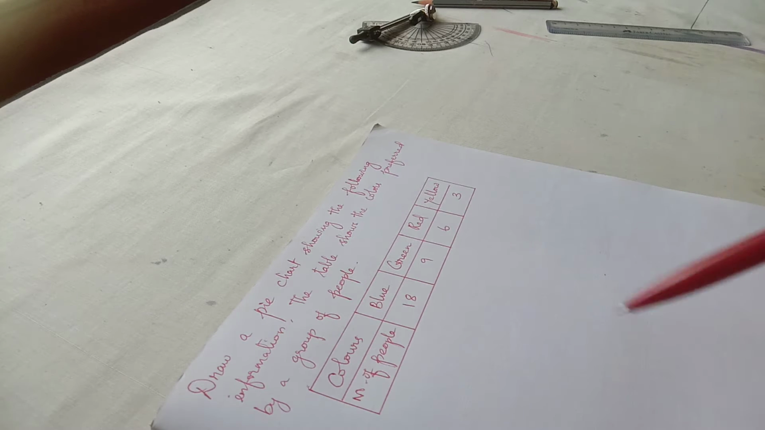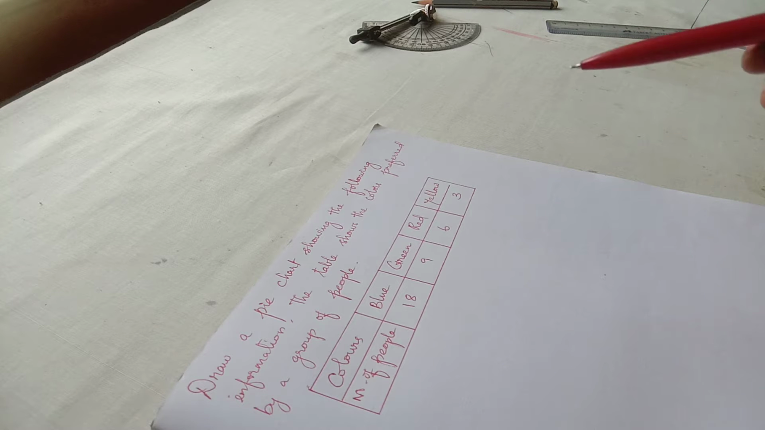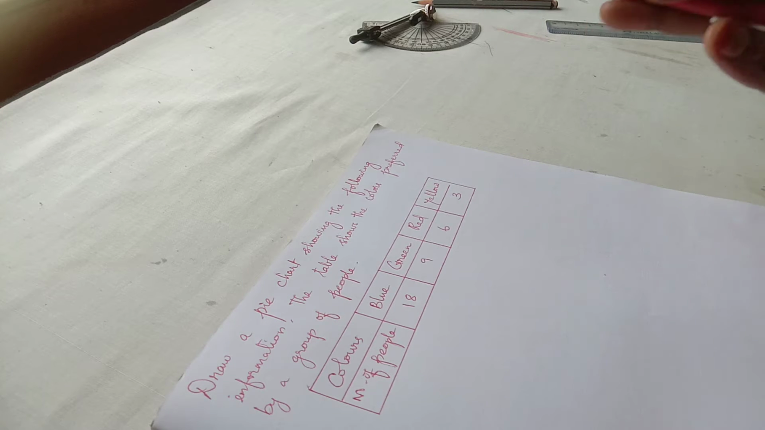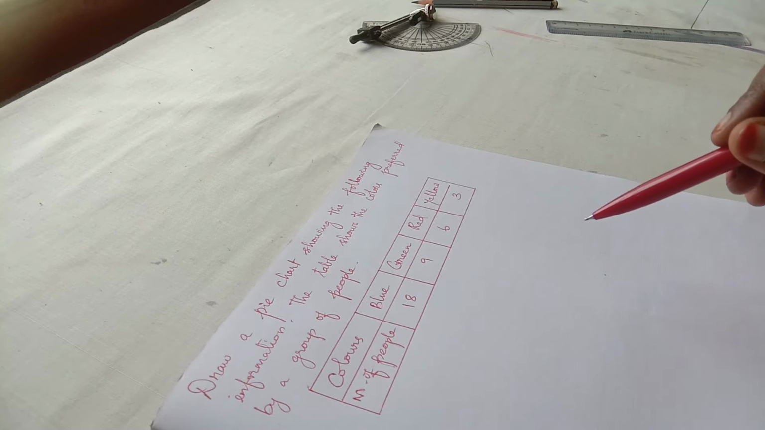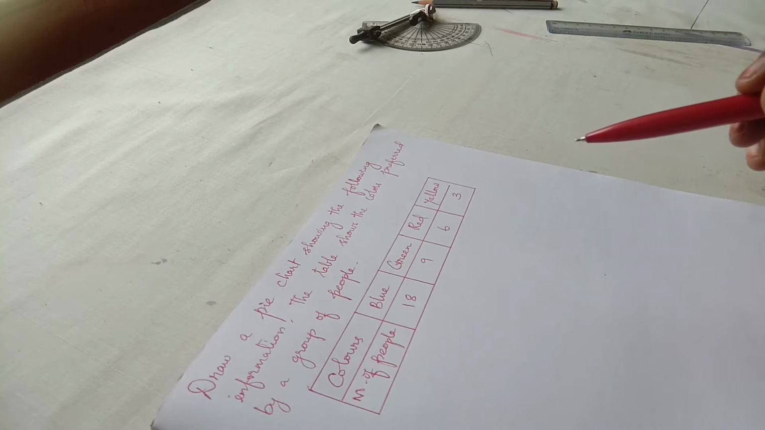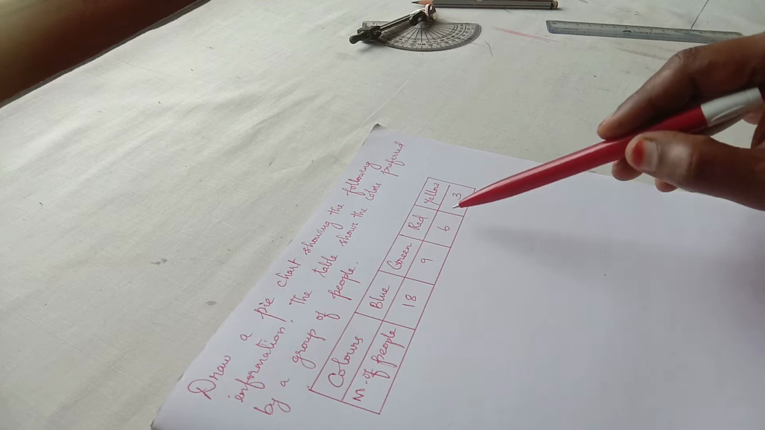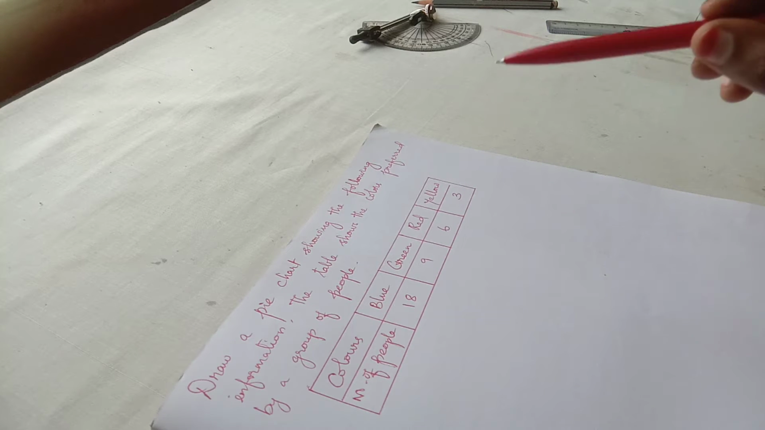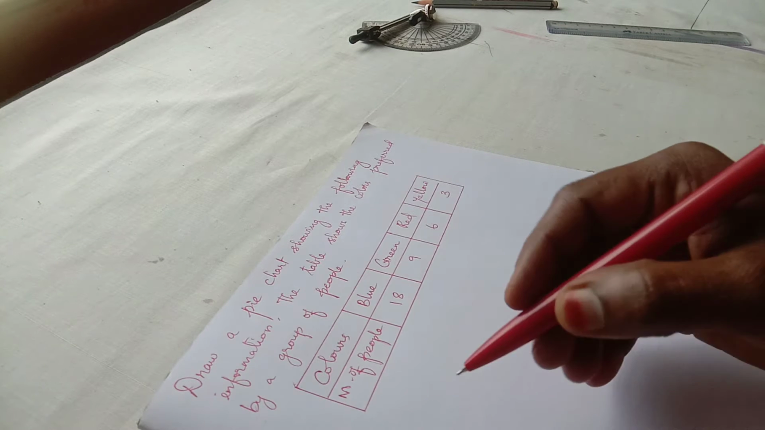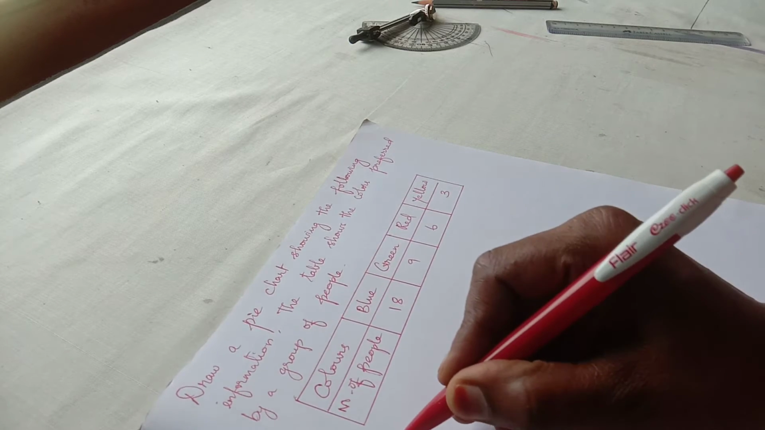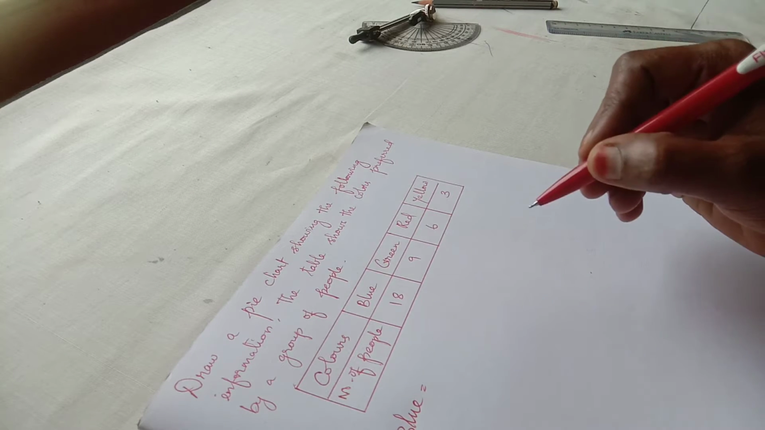We know very well a pie chart looks like a circle, that is a circle graph. So to draw a circle graph, we need to do some calculation. We know very well the total angle at the center of a circle is 360 degrees. So now we are going to find the central angle for each sector, for blue, green, red, yellow. To do that, we have to do a calculation. Now for blue, let's calculate.